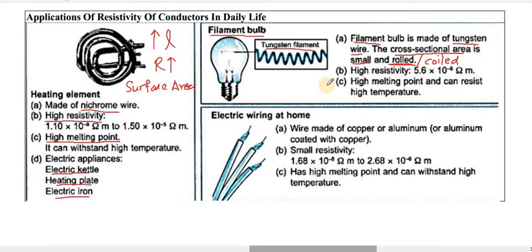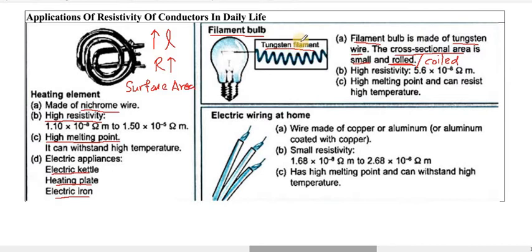Get the idea? So when you coil the tungsten filament, it also has the same effect as increasing the surface area. That means if it's longer, more light energy can be released at the same time. Alright.